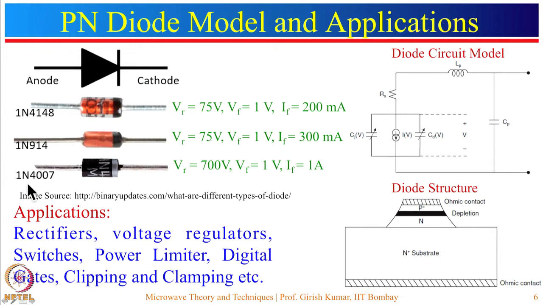The third type of diode, that is 1N4007, is a power diode, as you can see from the specification of this diode. The current rating is relatively high, so it is more suitable for applications where it can be used as a power diode or rectifier. So one should choose the diode according to the application.